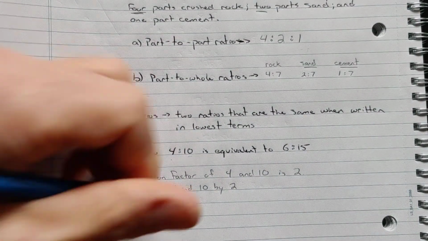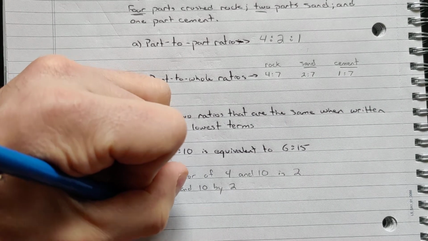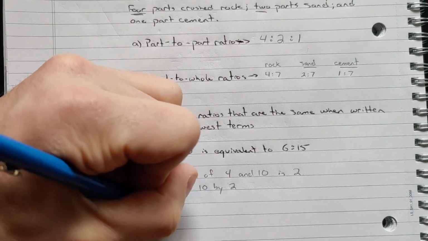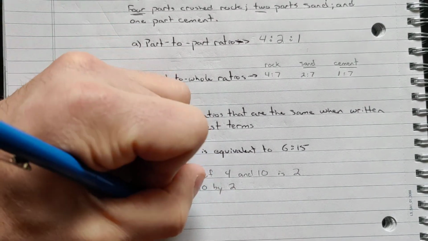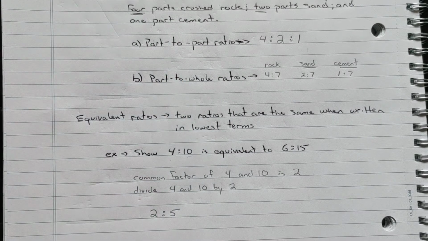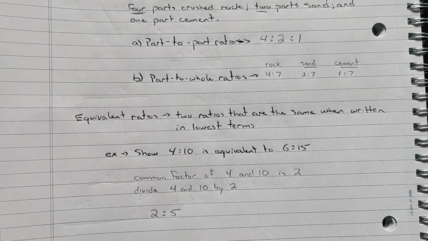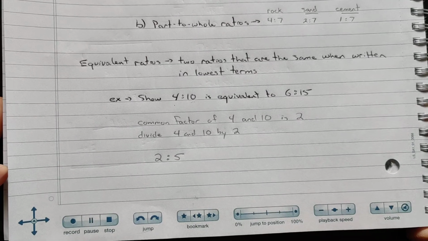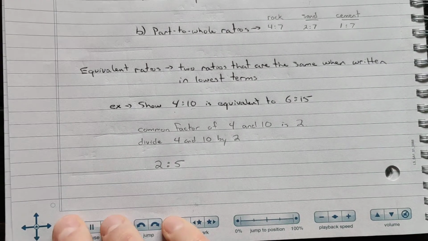When we divide 4 by 2, we're left with 2. When we divide 10 by 2, we're left with 5. So this is our 4 to 10. And then let's do the same thing with the 6 to 15.